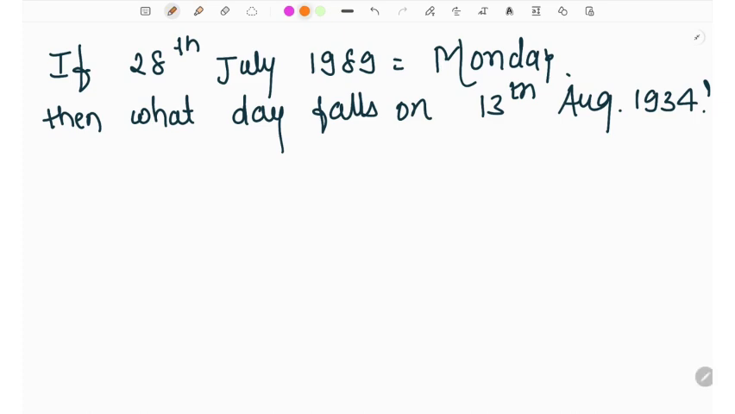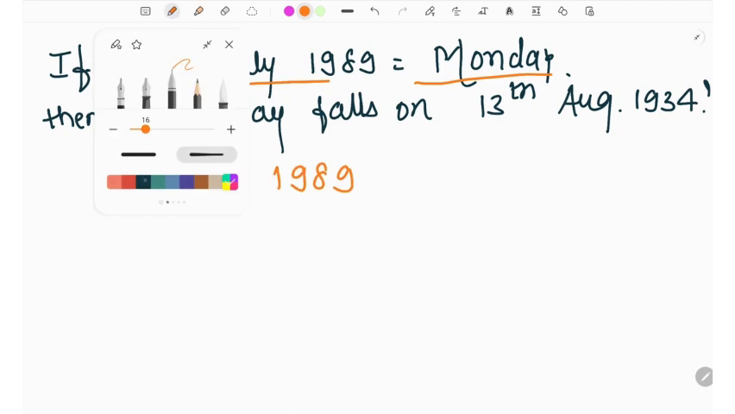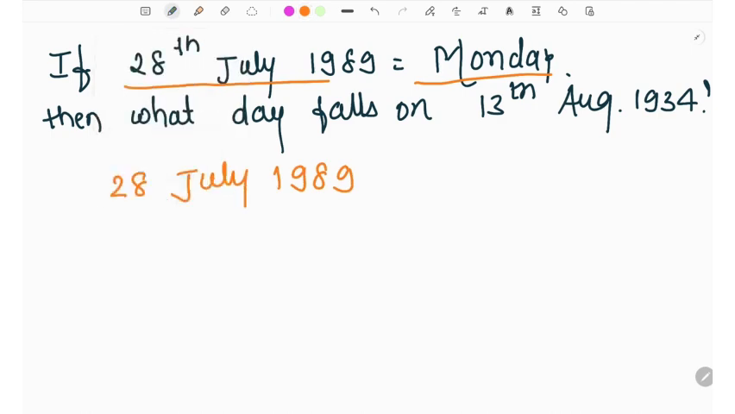Look here. First of all, check whether this given data is the correct data or not in the question. Now, what is given in the question? That on 28th of July 1989 it was Monday. Now check whether this given data is actual data or not. It means cross check whether on 28th of July 1989 it was Monday or any other day. Let's just cross check it. So 28th of July 1989. How to cross check, students? Using the first method that we have discussed earlier, right?